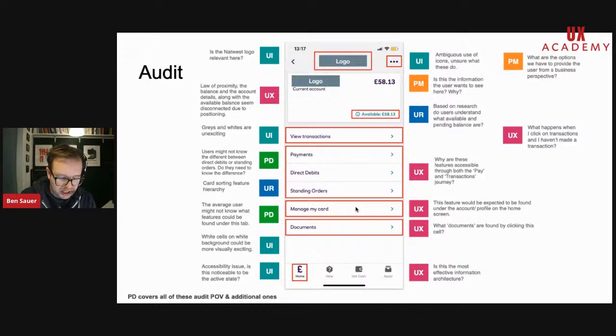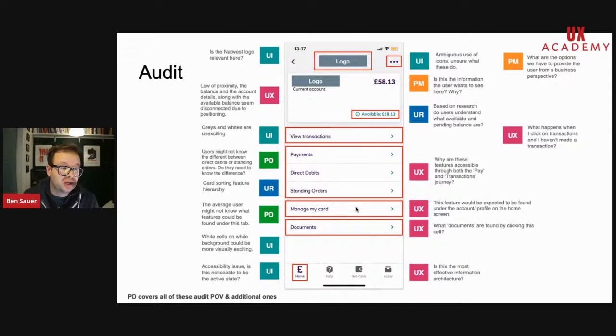Then you might take the UX perspective, right? Actually, there's something here called the law of proximity about the way in which interface elements relate to each other that tells the user something. We can see that there's a problem here because the 58 pounds is disconnected from the available balance. So a user might not understand that those things are related.